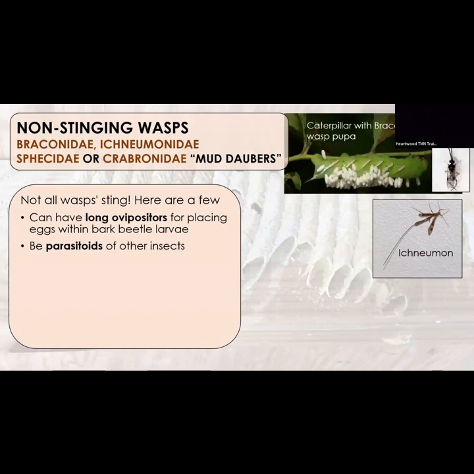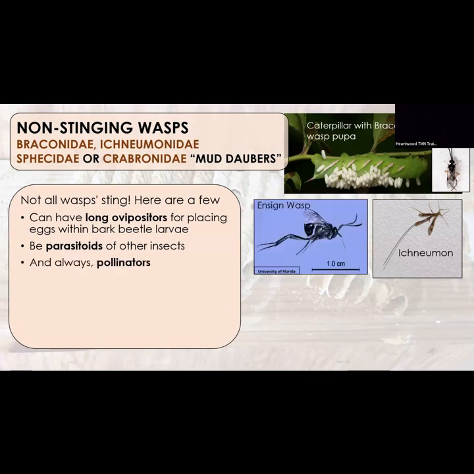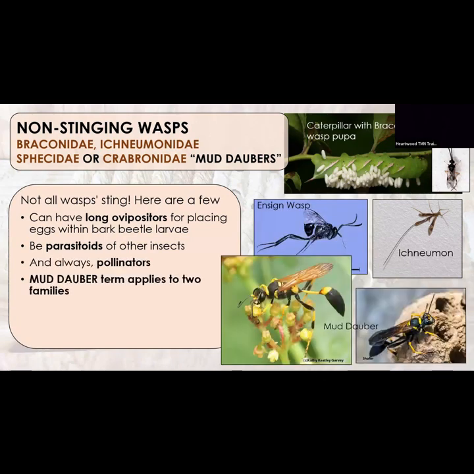So some are parasitoids of insects. These are wasp pupae on a hornworm, on a caterpillar. Some can be pollinators, and then mud dauber is one of those colloquial terms, where technically mud dauber can refer to wasps in two different families. But you will notice the very obvious waist we're talking about. Look at that separation between thorax and abdomen. Even right there, you can see it slightly, but that's that hymenopteran waist. They're not always that long, but that obvious separation.